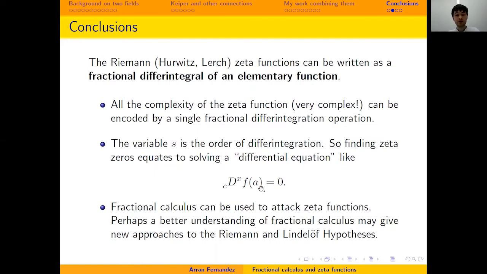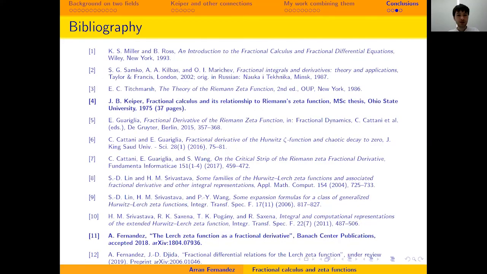Hopefully, fractional calculus can be used to attack zeta functions. Hopefully, a better understanding of fractional calculus, for example, equations like this, like Riemann and Lefebvre. Here's my list of references. A few standard textbooks at the beginning: fractional, fractional zeta, Kuiper's thesis, 3 papers of Guariglia, 3 papers of Srivastava, and then my 2 papers at the end.